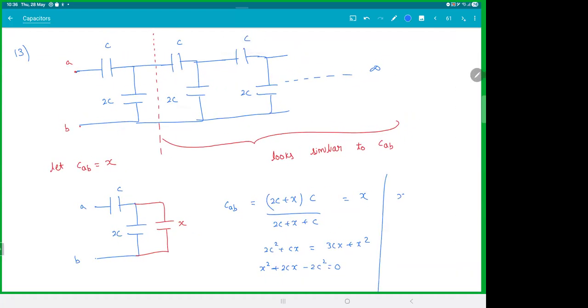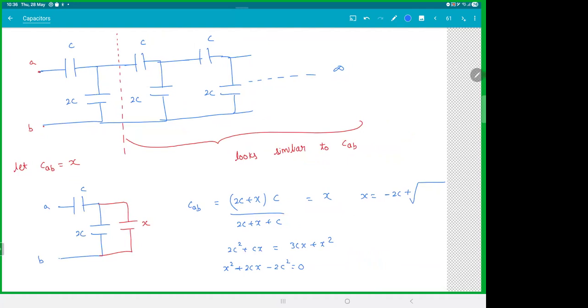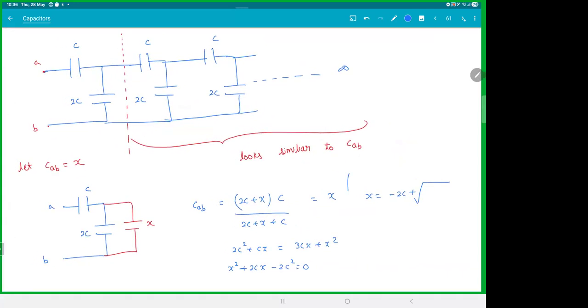Get the roots from here. So x is equal to minus 2C plus root over b square minus 4ac, that will be 4C square plus 8C square, so 12C square, by 2. That gives minus 1 plus root 3 into C. That's your answer, everyone. Root 3 minus 1 into C.